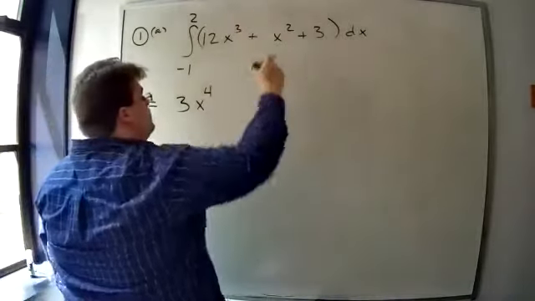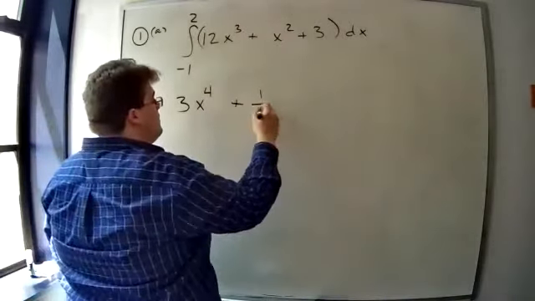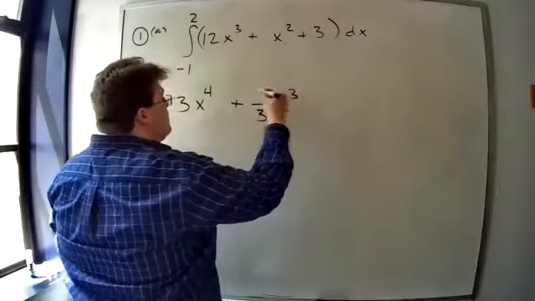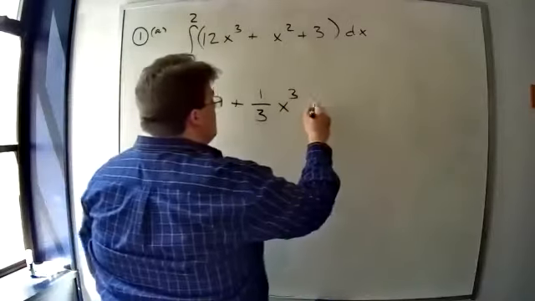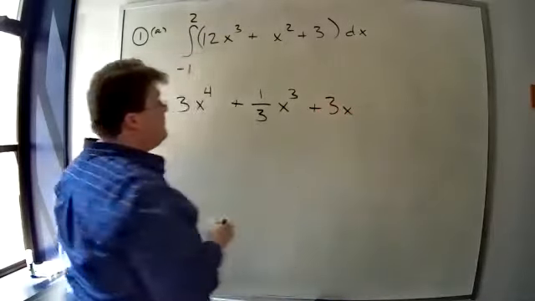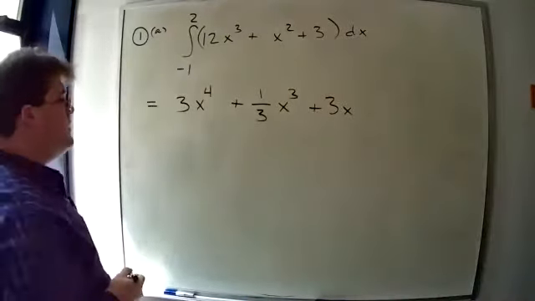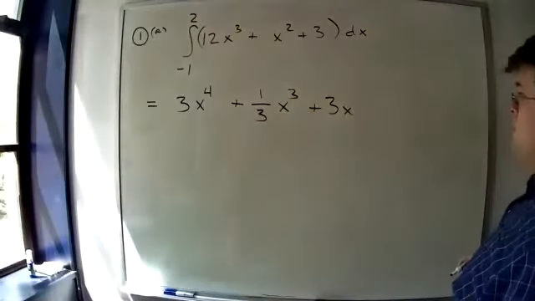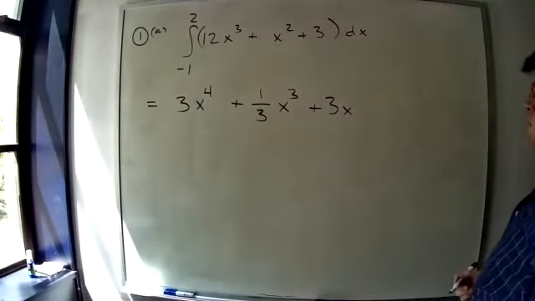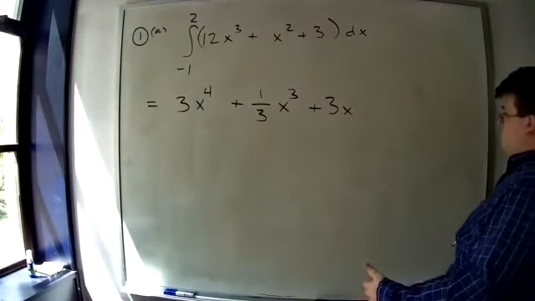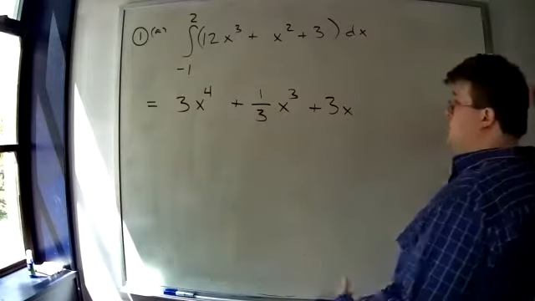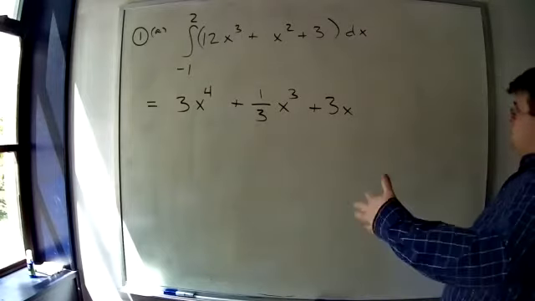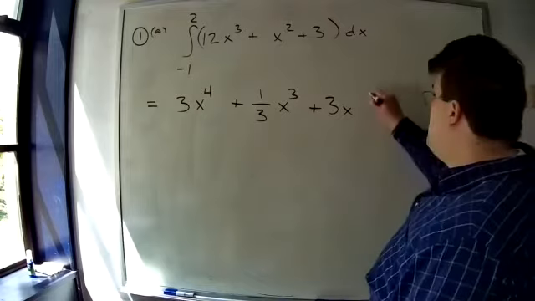For the next one, the exponent is 2. 2 plus 1 is 3. So we get a third x cubed. The last one's a constant. The derivative of 3x is 3, the constant rule. And we need an antiderivative, so I'm going to choose the one where the constant of indefinite integration is 0.